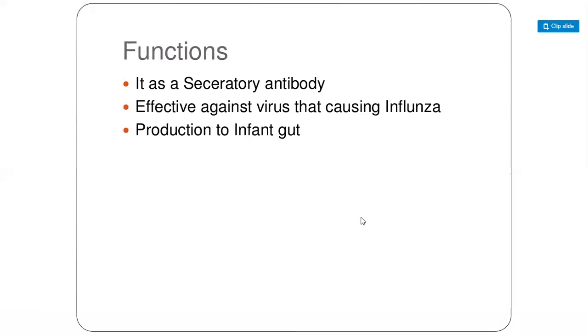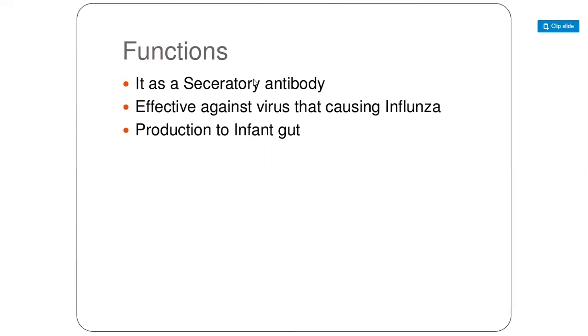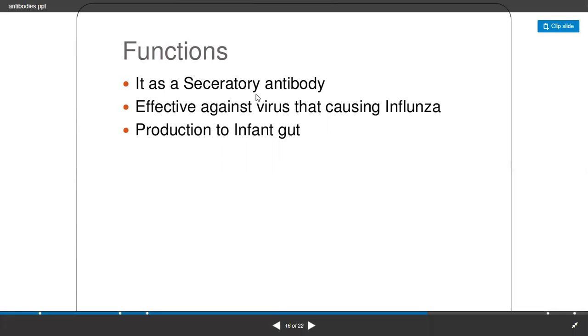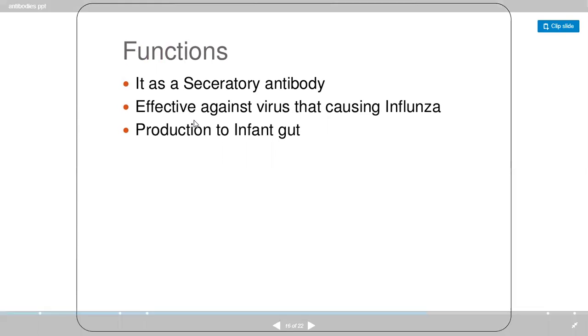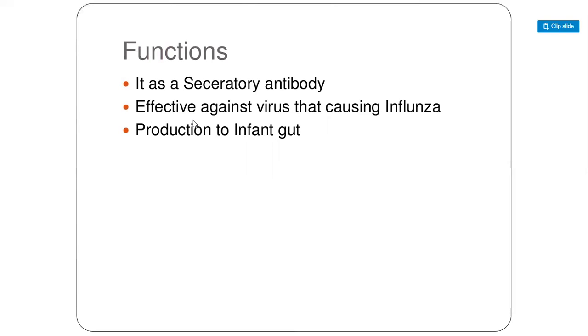What are the functions of IgA? As we know, IgA is a secretory antibody, so it provides protection in the secretory system such as milk, saliva, and mucus. It is effective against viruses such as the influenza virus, and it is used in the protection of the infant gut.